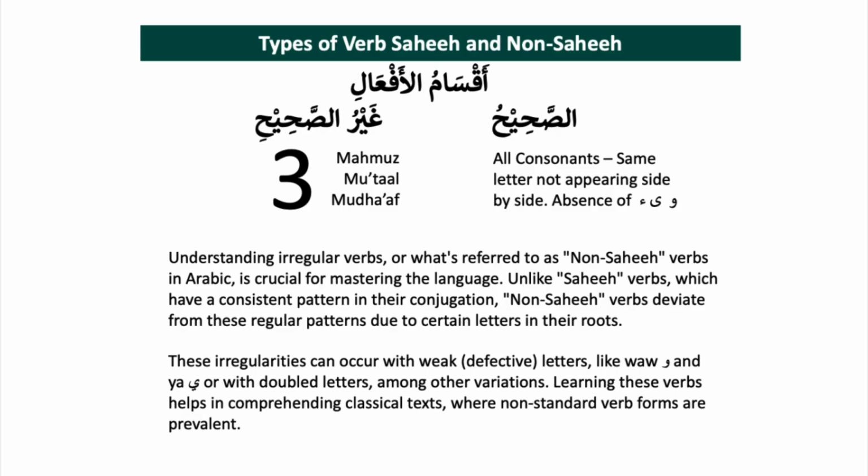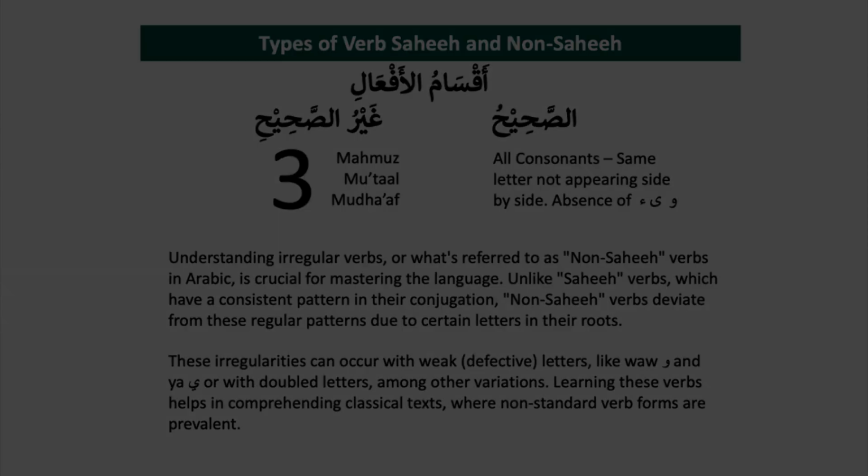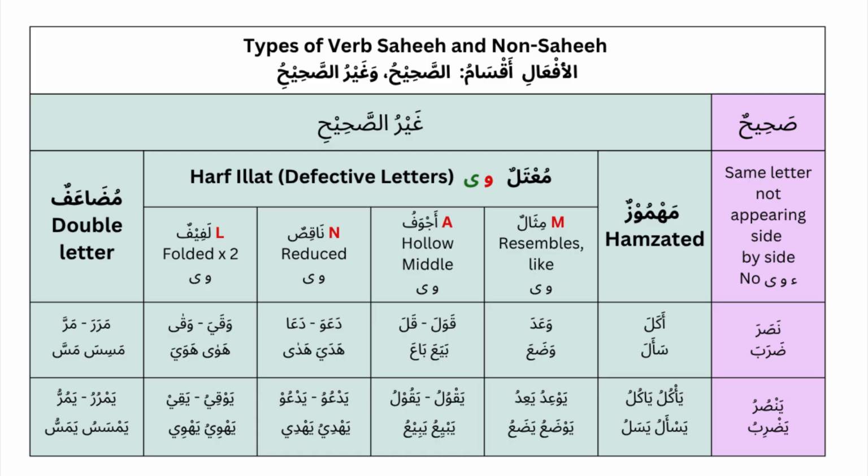So in this lesson, your focus should be to identify whether the verb is sahih or ghayru sahih. If ghayru sahih, identify which type it belongs to. Observe how the verb changes from madi to mudari. This understanding is very important because once you recognize the type of verb, you will be able to predict its behavior much more easily. Now let us look at the table in front of us.